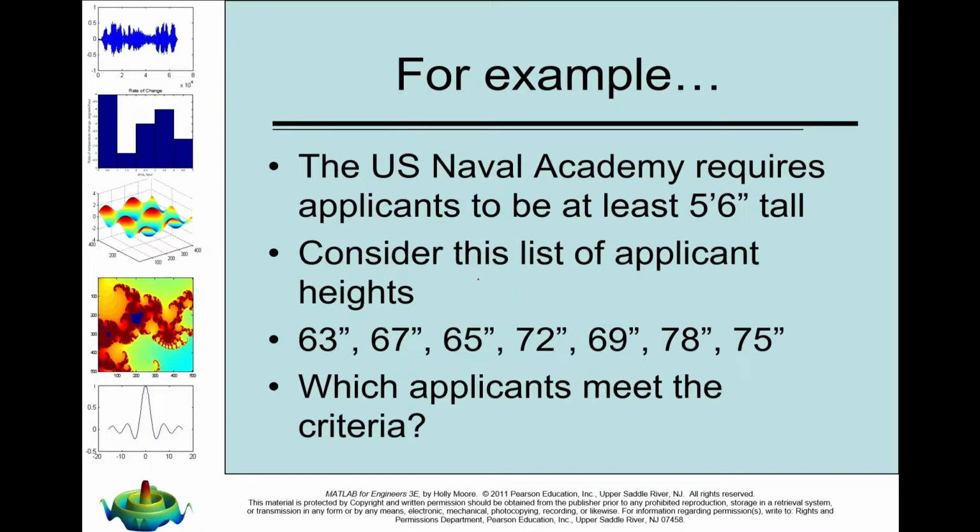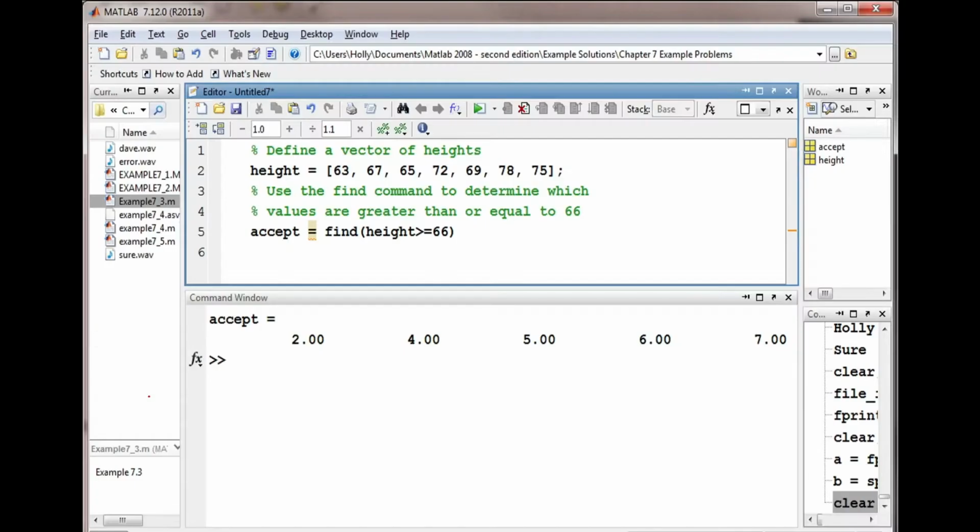Let's say for example the US Naval Academy requires applicants to be at least 5 feet 6 inches tall. So we have this list of applicant heights, all in inches: 63, 67, 65, 72, 69, 78 and 75. So you're going to find which applicants meet the criteria.